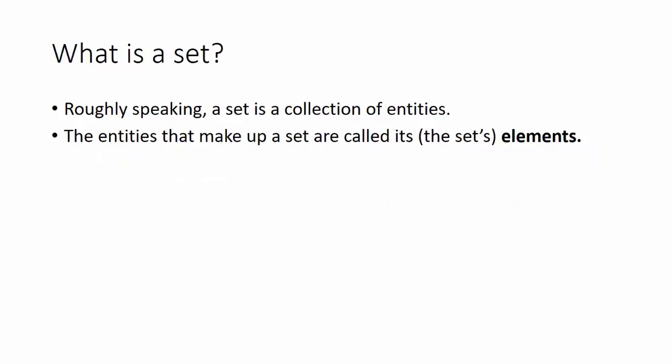So what is a set? Roughly speaking, a set is just a collection of entities. The entities that make up a set are called its elements. So we will have to become a little bit more precise, but roughly speaking, a set is a collection of entities, and those entities are called the set's elements.